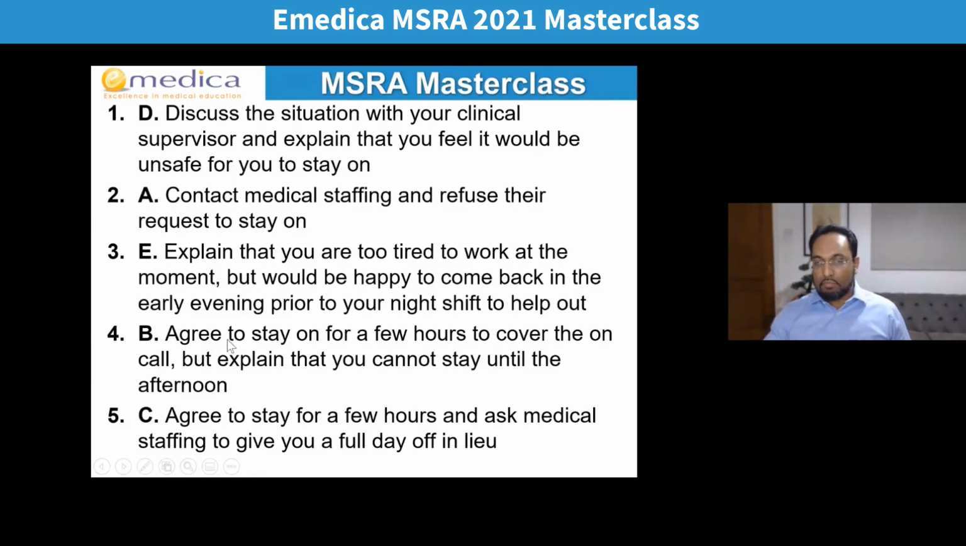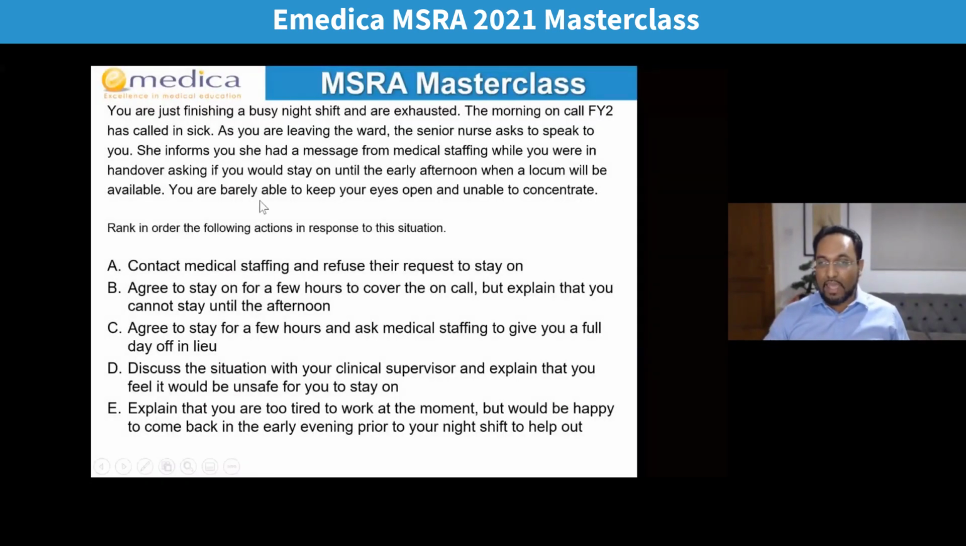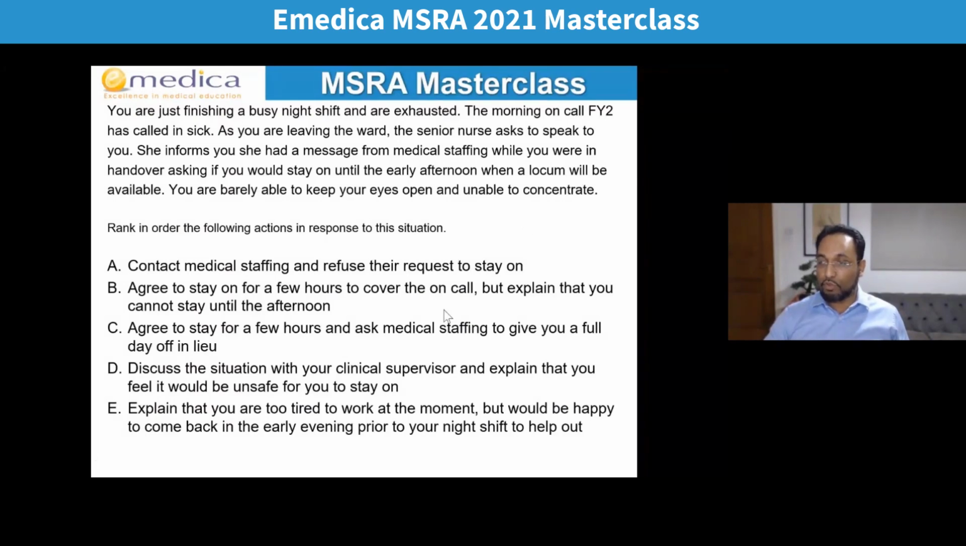Sometimes if you're finding a question difficult, generally I recommend starting at the top and working your way down. If you're finding a question difficult, find the best two, find the worst two, the middle will find itself. Let's look at the bottom two. We all agreed that staying on right now when you're so exhausted that you're barely able to keep your eyes open and you can't concentrate is not safe.